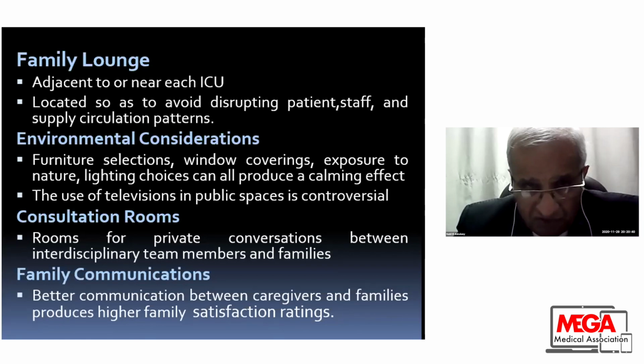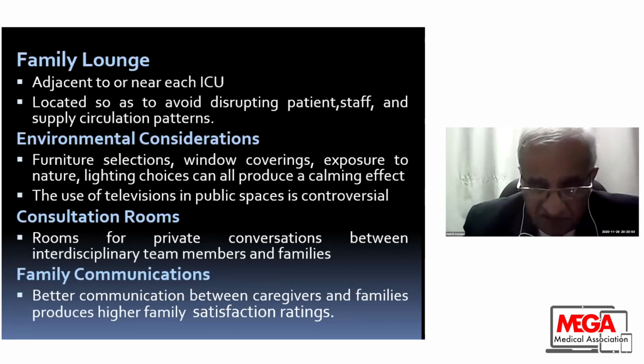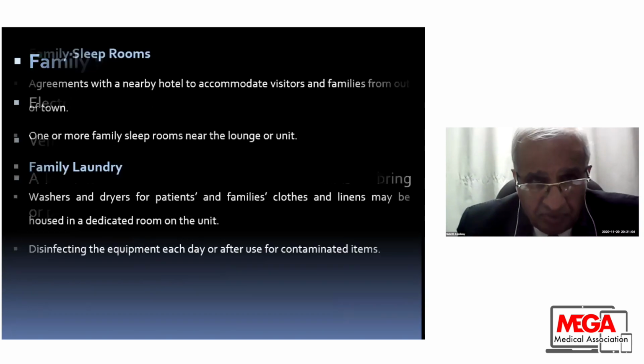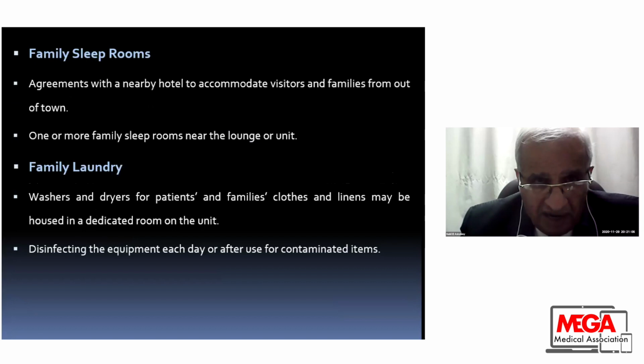Concerning consultation rooms for private conversations between multidisciplinary team members and families. So family communication is a must going on with the patient. Better communication between caregivers and families produces higher family satisfaction ratings. Family nourishment should be taken care of, including drinking fountains and a kitchen. Family sleep rooms should be available. Family laundry should be available.